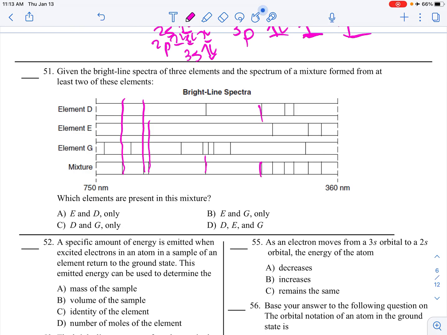Well, D matches up here, here, and here. Is it E? E would match. D and E. Is there a G? I don't think so. Yeah, because G has all this extra stuff. So yeah, it's E and D only. But of course, even I'm checking.